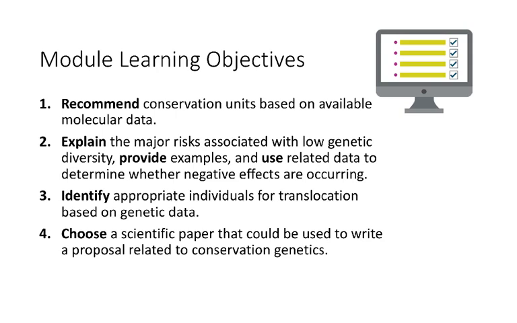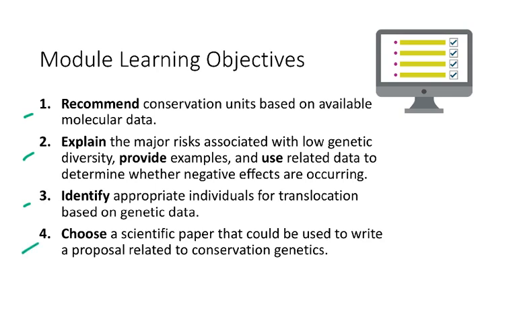So in this module, things you'll be able to do by the end of this module are recommend conservation units based on available molecular data, explain the major risks associated with low genetic diversity, provide examples of this, and use related data to determine whether negative effects are indeed occurring. Identify appropriate individuals for translocation based on genetic data. That's one of the common recommended ways to help management of species that are threatened or endangered.